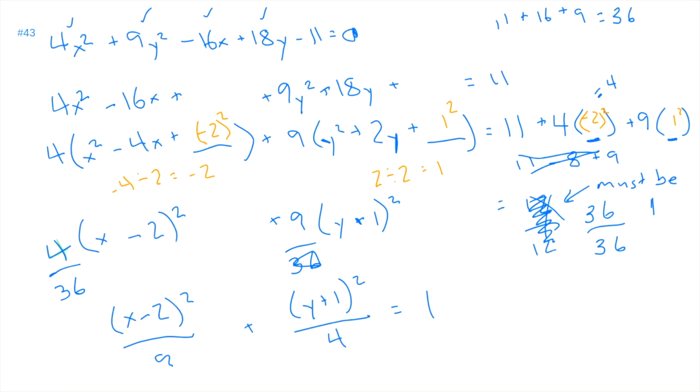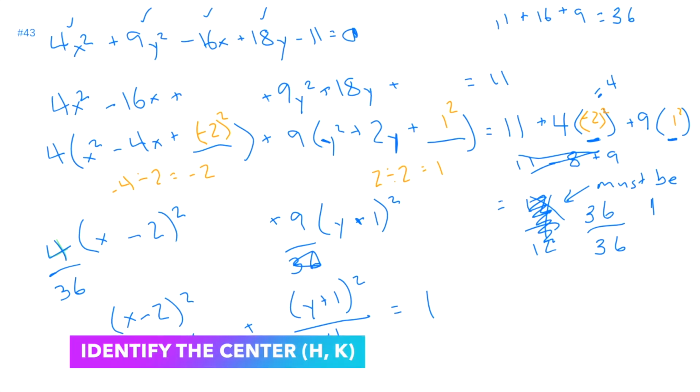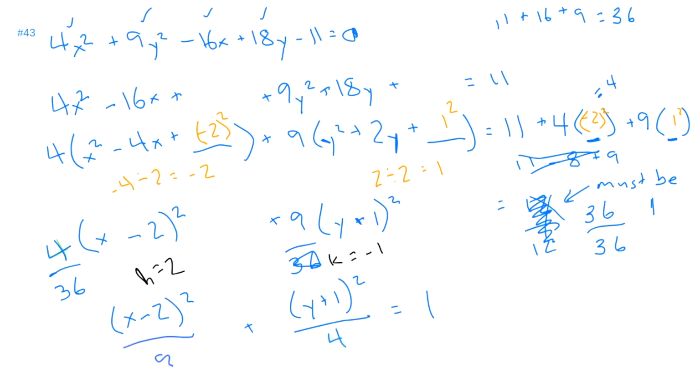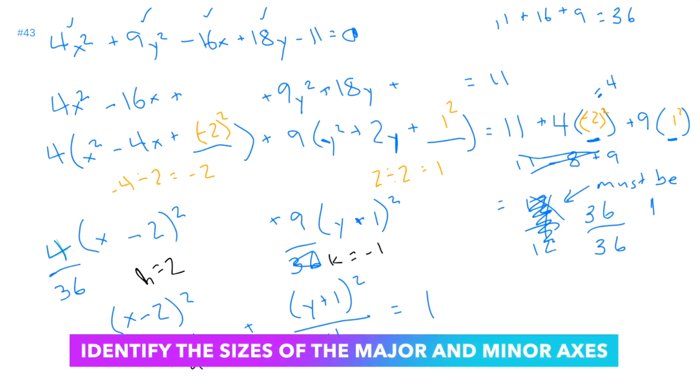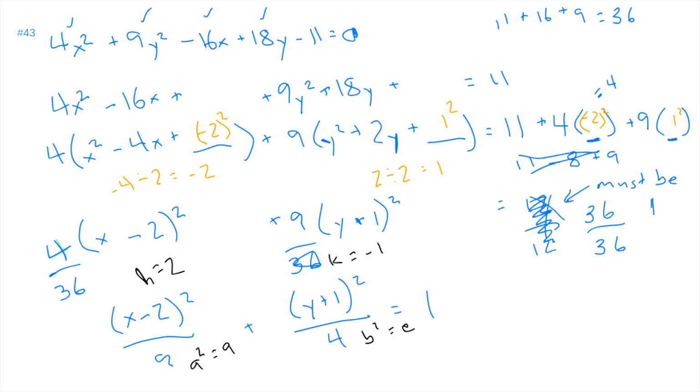Let me write all this stuff in. h equals 2, k equals negative 1, because there's an x minus h and a y minus k. Watch out for the signs, right? A squared, this is the bigger one, equals 9. B squared equals 4. What does that mean? That means A equals 3, and B equals 2. I just took the square roots. That wasn't a big problem.